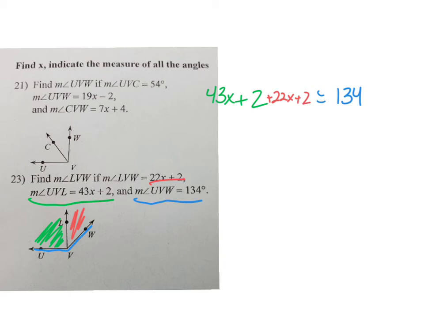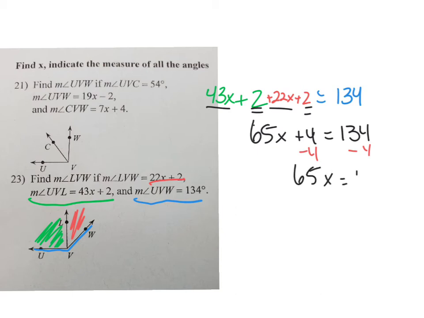So now I have an equation. I have 43x and 22x. That is 65x for like terms, and 2 and 2 is 4. Make sure you do the like terms first. Now I'm going to subtract 4 from both sides. I end up with 65x equals 130.